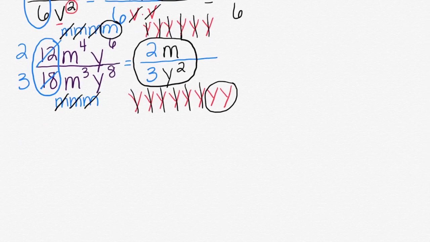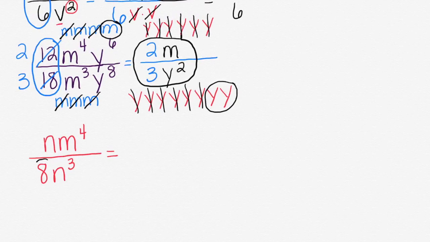Let's take a look at one more thing. Let's say you have a problem where you have an exponent attached to a variable and it has nothing in the denominator. So for example, m to the 4th over 8 n to the 3rd. And we want to simplify this problem.